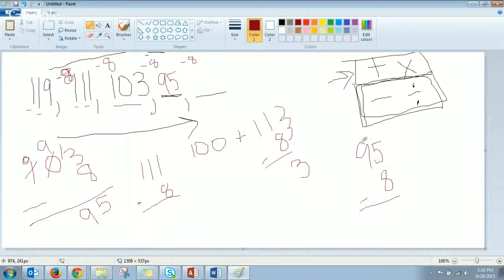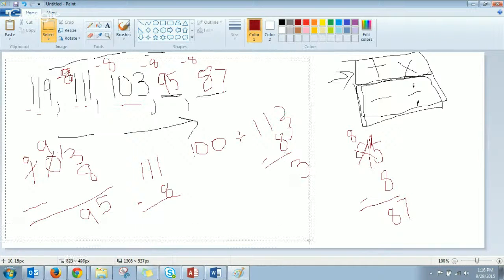5 minus 8, I can't do that. I've got to borrow. Change this to an 8, change this to a 10. Now this turns into 15. 15 minus 8 equals 7, and then I bring my 8 down here, 87. So the next number in the sequence is 87. That one was a bit harder. I have one more to show you, and then I'll talk about the project that I want you to do.